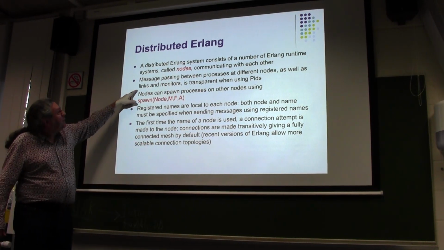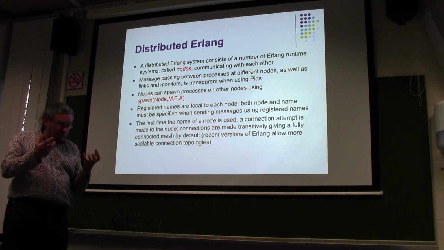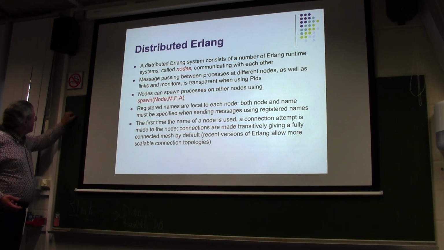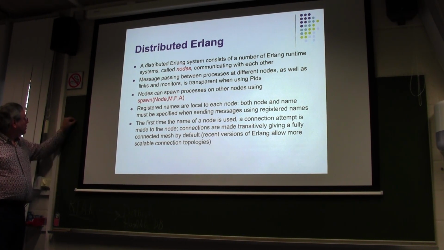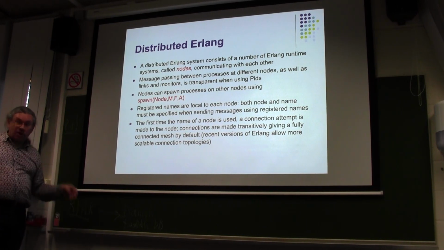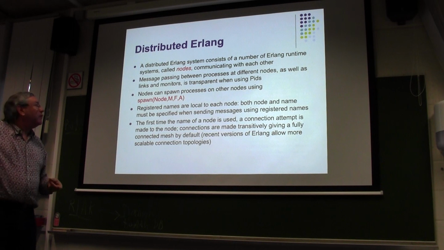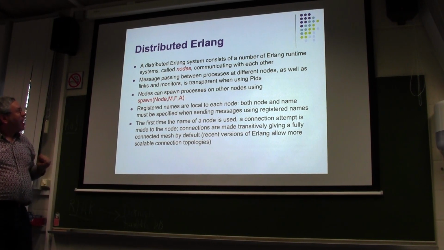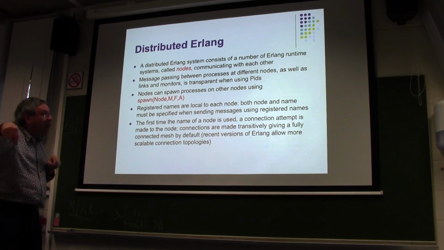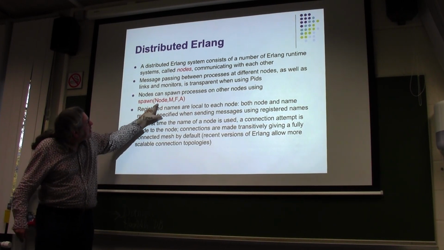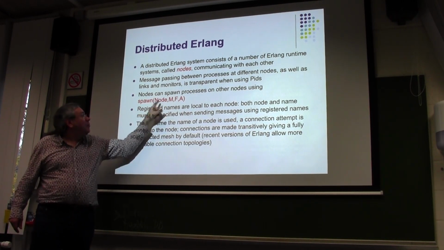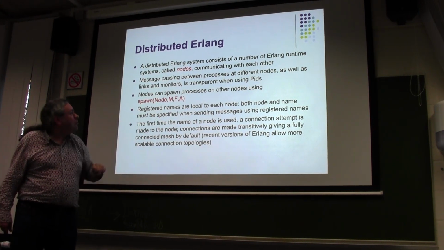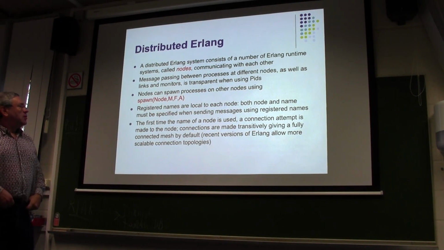And when you do message passing, you can't tell. If I send a message M to a PID, I cannot tell whether the process is on the same computer as me or somewhere else. So it's transparent when using PIDs. And I can also spawn a process on another node with a version of spawn which has the node identifier as an argument, okay? Registering, remember registering? That's local to a node, okay? That's in one node, okay?